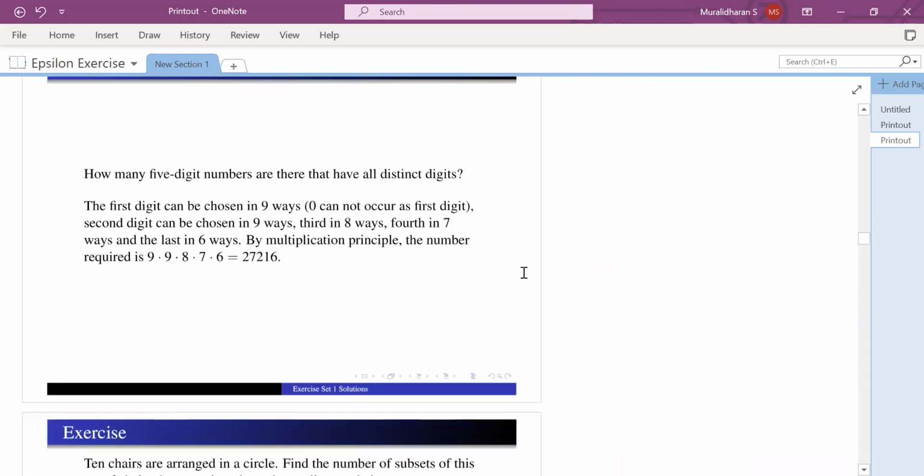This is a trivial one. I mean, all of you must have got it. How many 5-digit numbers are there such that all have distinct digits? So I have to fill 5 places. The first place can be filled in any one of 9 ways because zero is not allowed there. Once I have done this, zero is allowed, so I can fill the next in 9 ways, then 8 ways, 7 ways, and 6 ways. That's all.